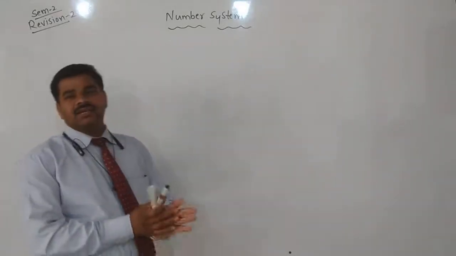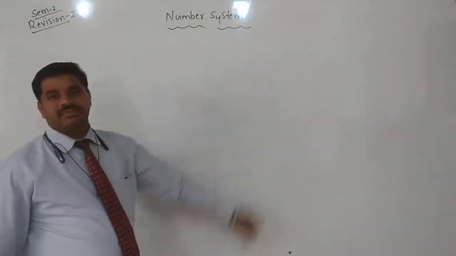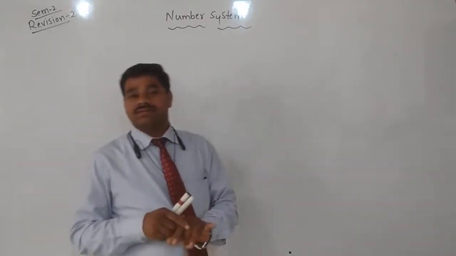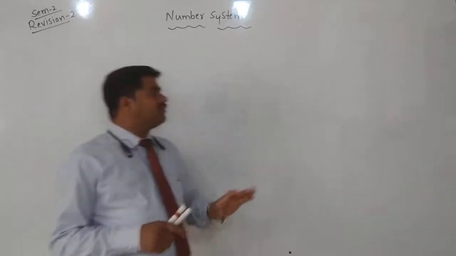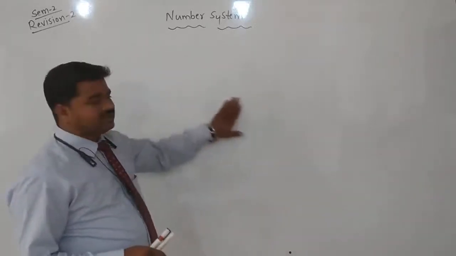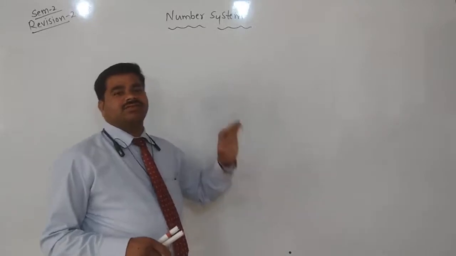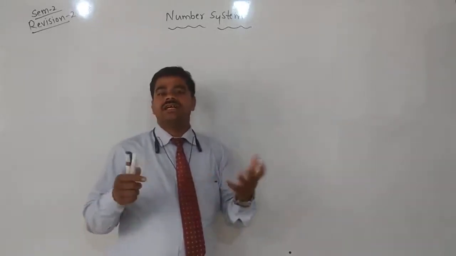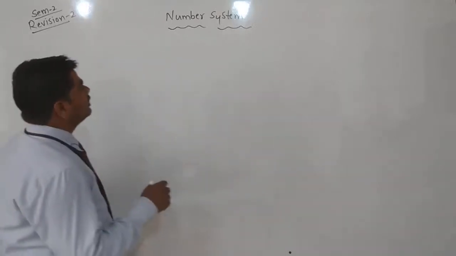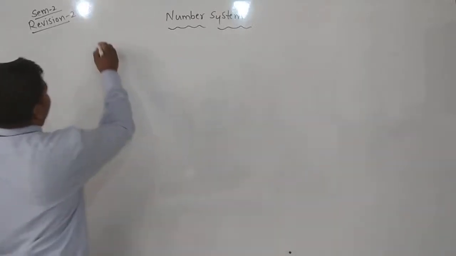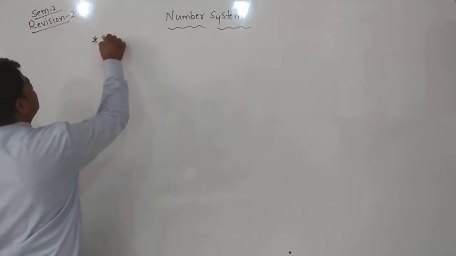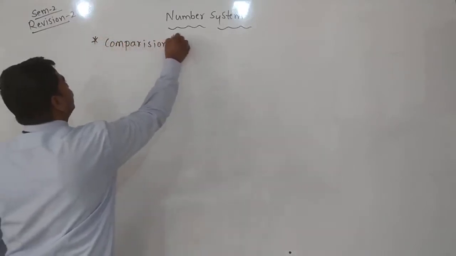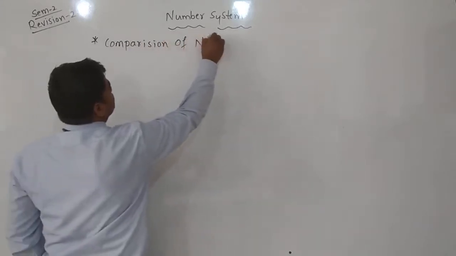Yes, we are revising the number system. Yes or no? In that, we discussed the number name and exponent form, place value, standard form. Now, about these numbers, how to compare the numbers. Today's class, we will discuss comparison, ordering of numbers and rounding of numbers. Here, comparison of numbers is very simple.